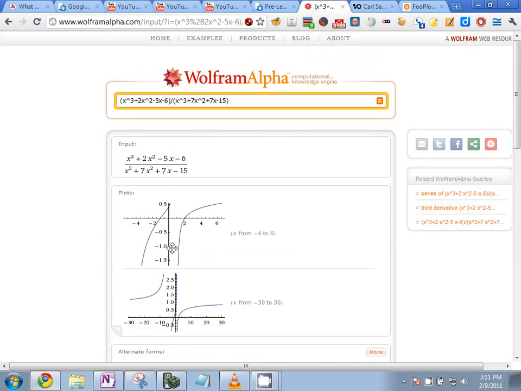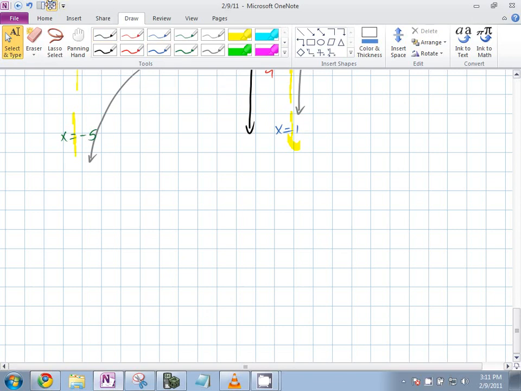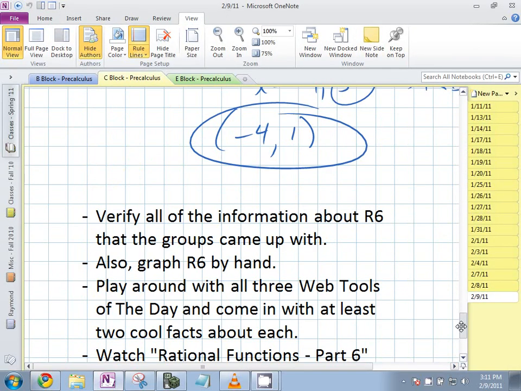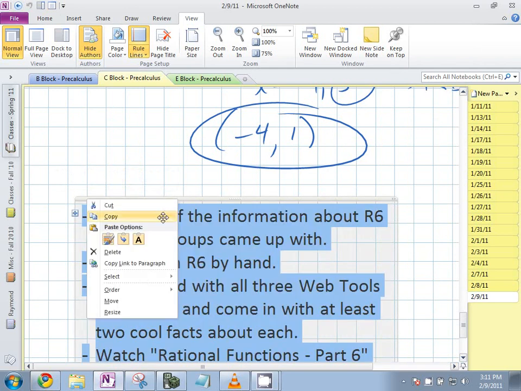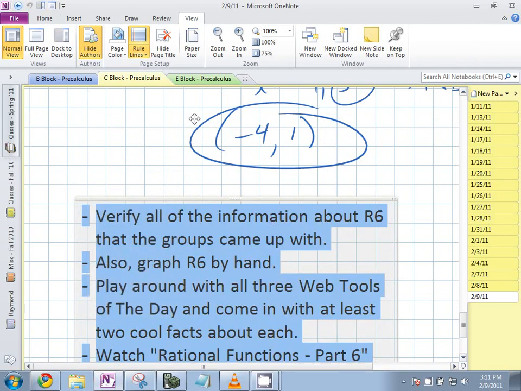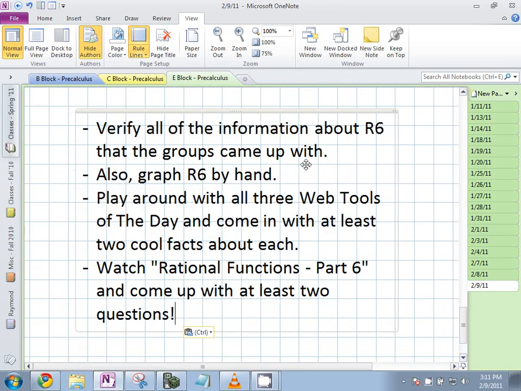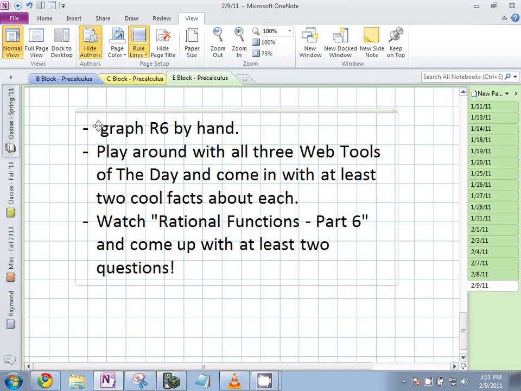So, listen, your homework, everybody. I'll say it out loud so you know what it is. Your homework is to verify all of the information about R6. We didn't do this group activity, but it's fine. On R6, I want you to graph R6 by hand. Second, play around with the 3 web tools of the day and come in with at least 2 cool facts about each. And watch Rational Functions Part 6.